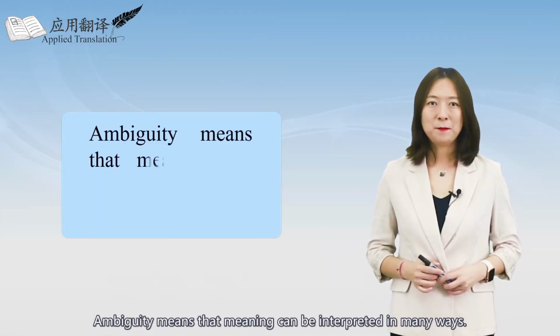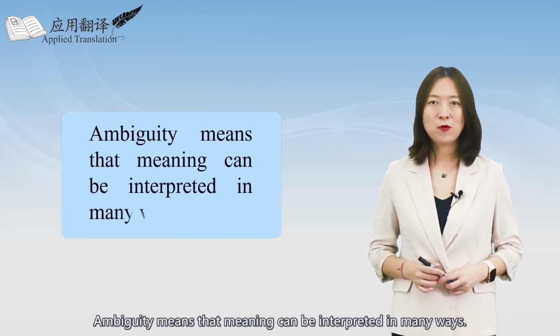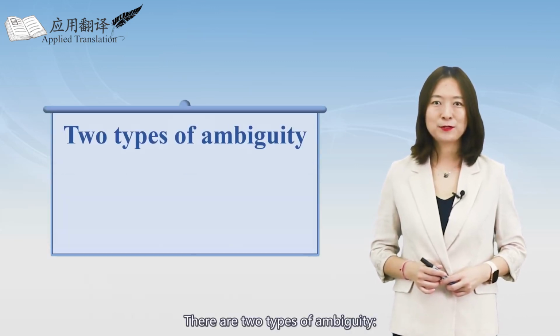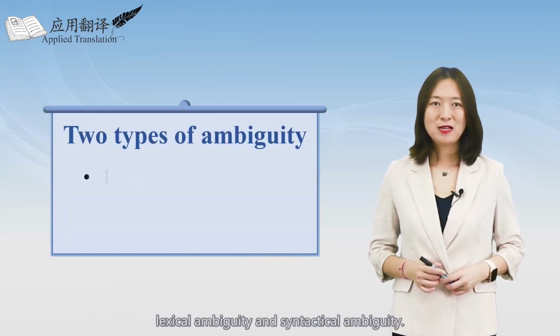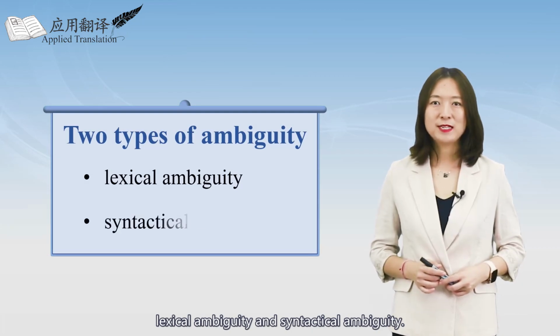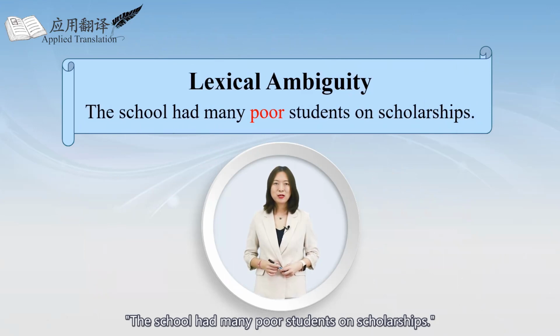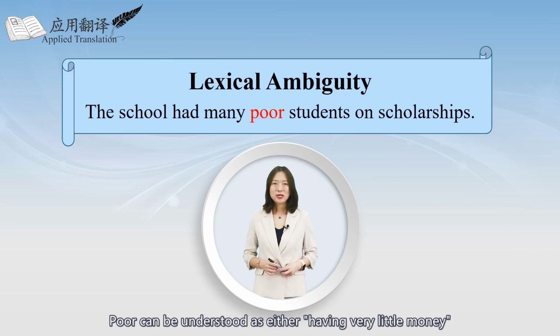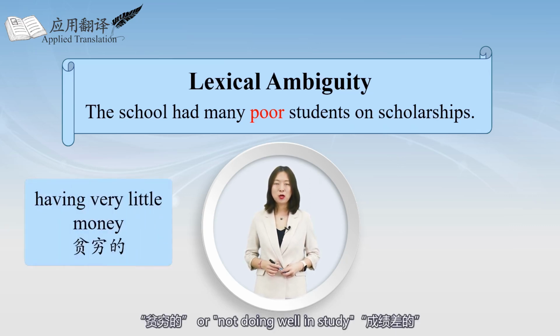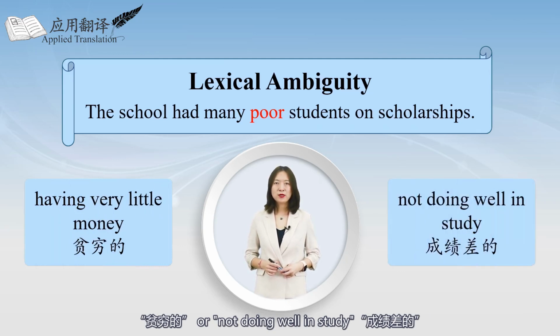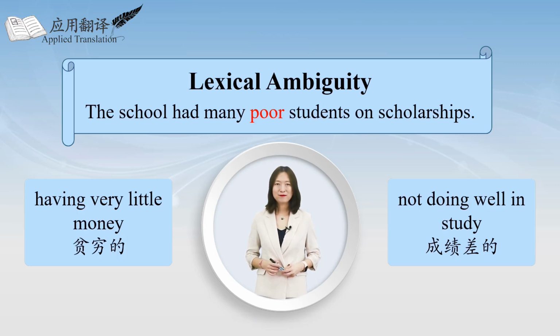Ambiguity means that meaning can be interpreted in many ways. There are two types of ambiguity: lexical ambiguity and syntactical ambiguity. For example, the school had many poor students on scholarships. Poor can be understood as either having very little money, 贫穷的, or not doing well in study, 成绩差的. And this is a lexical ambiguity.